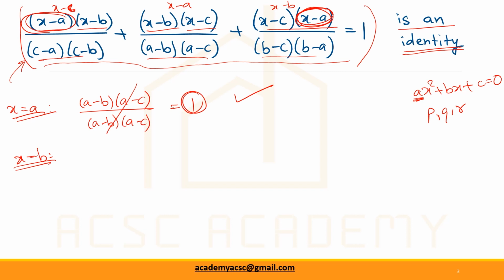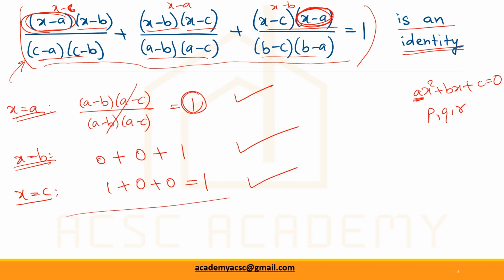Now with x equal to b, the first term will give me 0 because x minus b is a factor. Second term will give me 0. The third term will give me 1 because the numerator will become the same as the denominator, b minus c, b minus a. And right hand side is definitely 1, so x equal to b has also satisfied. Let us check with x equal to c. First term will give me 1, second will give 0, third will give 0. Right hand side is already 1, which means this has also satisfied.